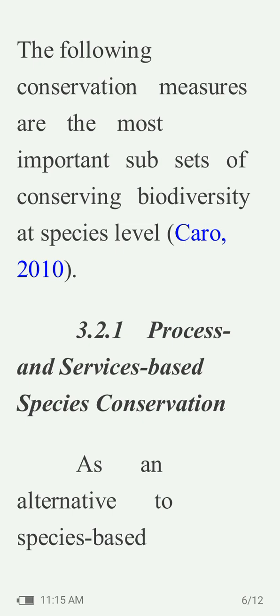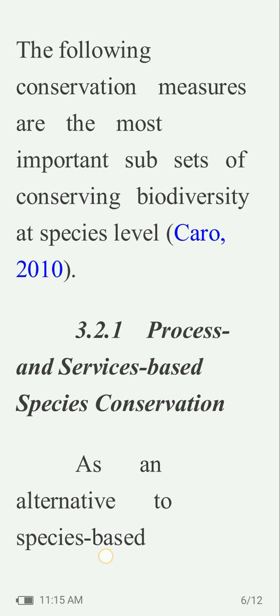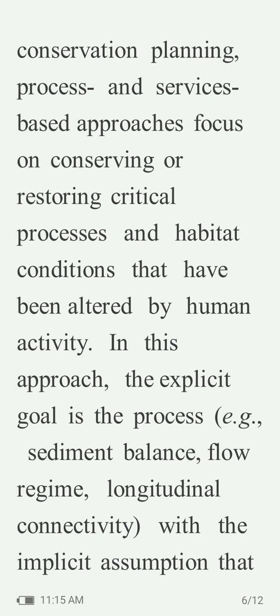Now we are going to learn about process and services based species conservation. As an alternative to species based conservation planning, process and services based approaches focus on conserving or restoring critical processes and habitat conditions that have been altered by human activity.